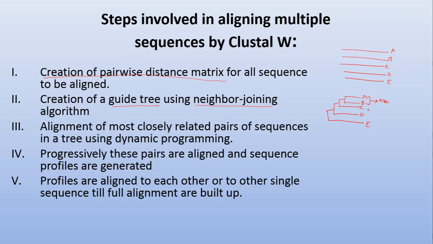In this way, when you add C to the alignment of A and B, we say that you have generated a profile. Such profiles are aligned to each other or to other single sequences till the entire alignment has been done. So this is the brief account. Well, now let us talk in more detail about how the distance matrix is created and all those things.